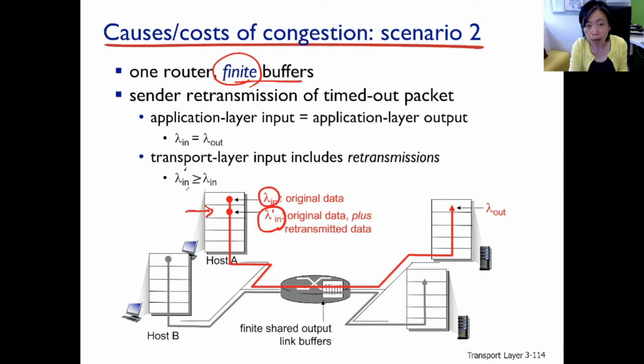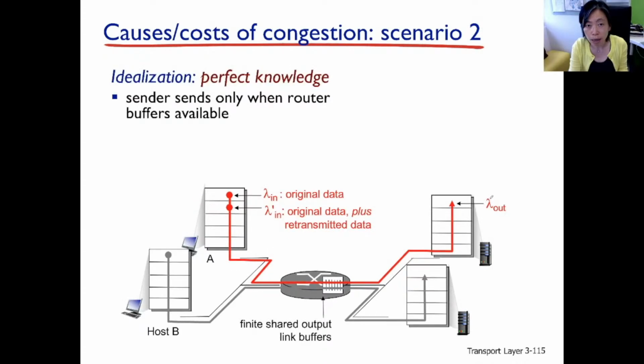Then we'll see lambda in prime should be greater than or equal to lambda in, because it should definitely contain the amount of data we need to send out, plus potentially retransmissions of some of these data. Lambda in, lambda out, the same thing. At the application layer, lambda in is going to be very much like lambda out. How much we send out, in the end, is how much lambda out is going to come out. And that was just to describe scenario 2.